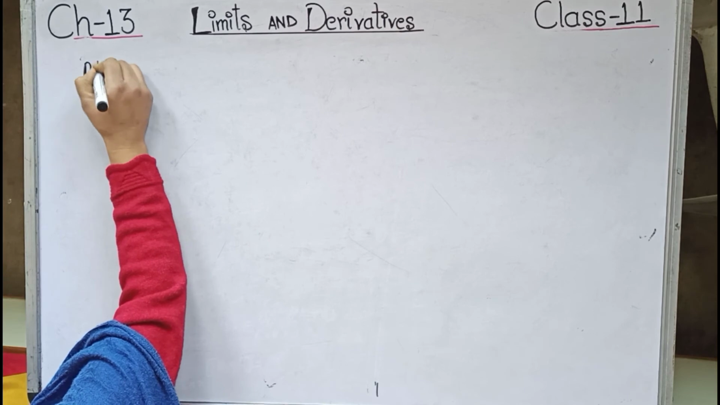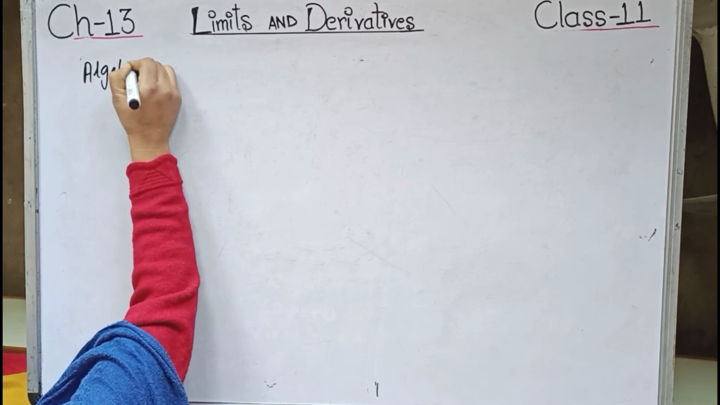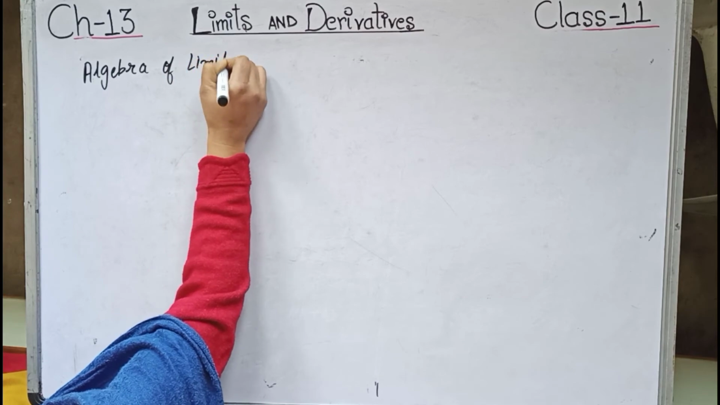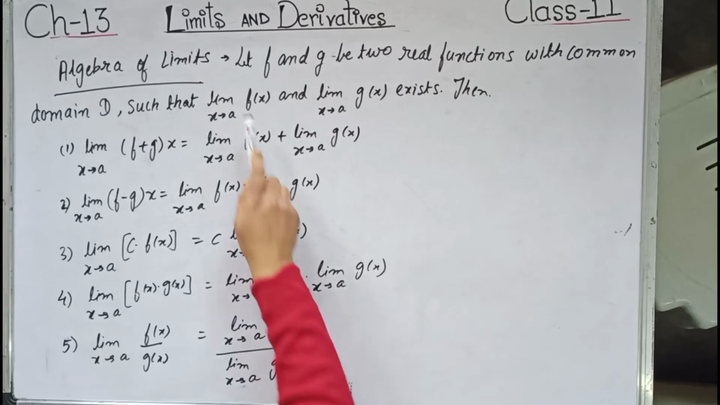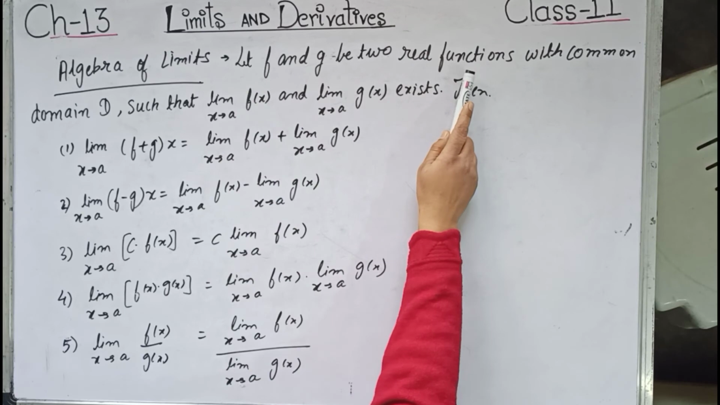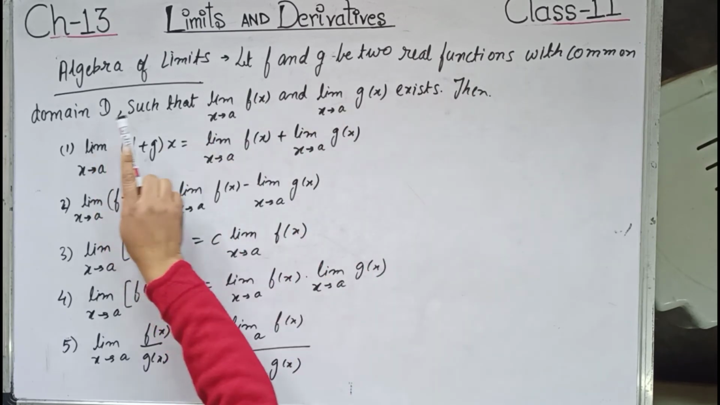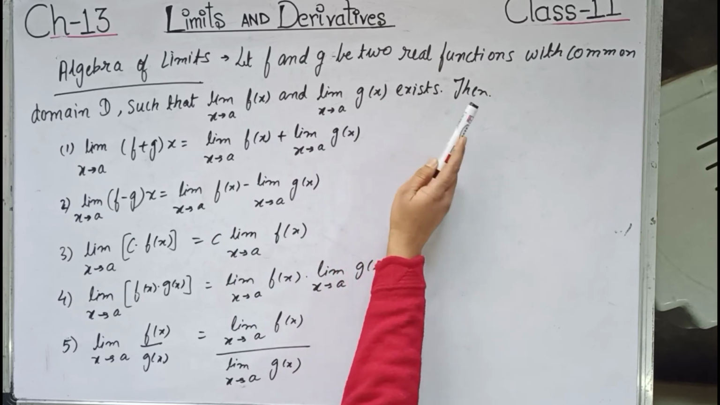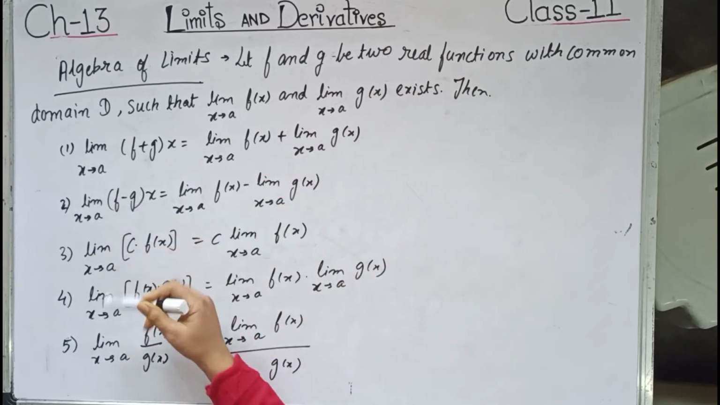I am writing the topic over here, algebra of limits. Let f and g be two real valued functions with common domain D such that limit x tending to a f(x) and limit x tending to a g(x) exist. Then these rules you keep in mind.